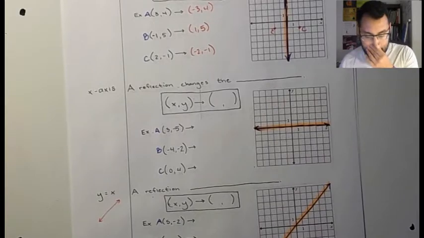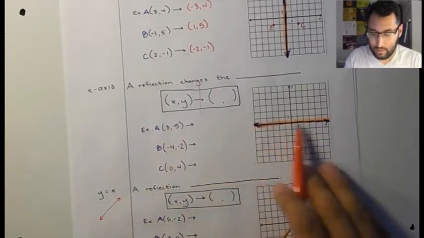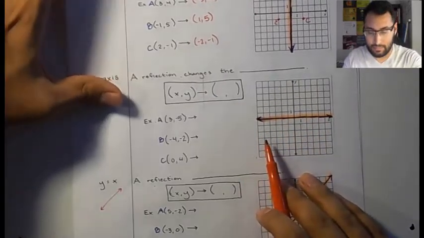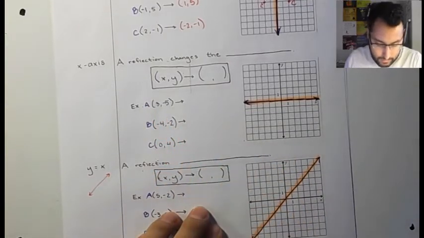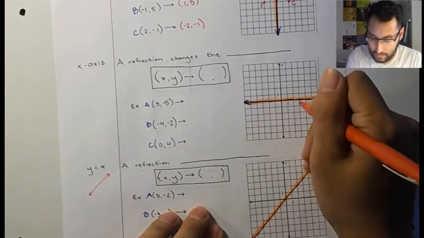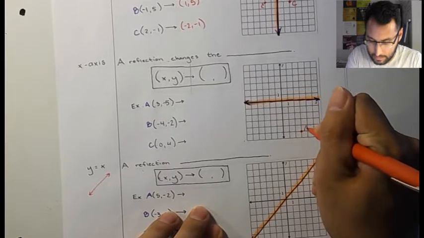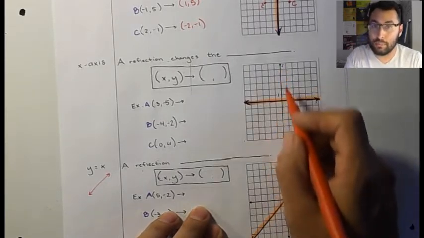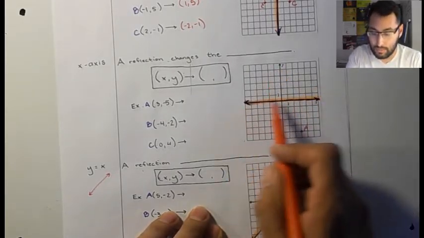Okay, x-axis. I already highlighted over here. I have A, B, and C. We have different coordinates. Let's go and reflect that. First, let's find these points. (-3, -5). That's 3 to the left, 5 down. I'm going to put A. Now I'm no longer reflecting about the y-axis. I'm reflecting about the x-axis.